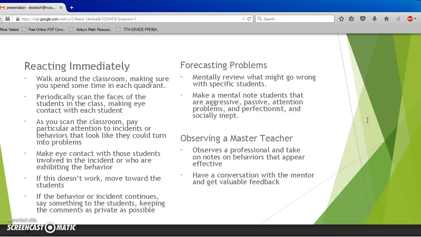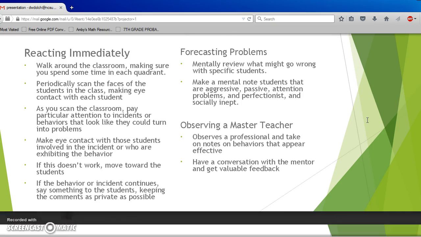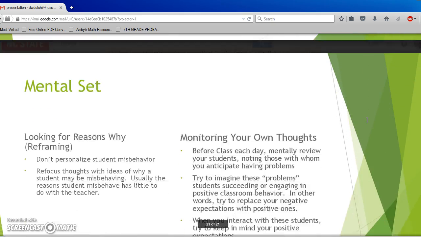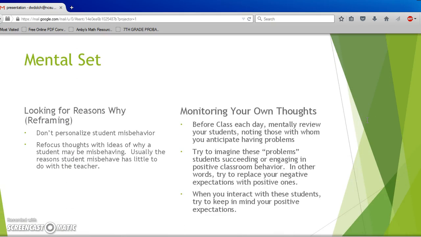Observing a master teacher. You can observe a master teacher, take notes on what he does that's effective, and also have a conversation with the teacher after, to get valuable feedback. And the last slide here is looking for reasons why. Reframing. Don't personalize a student's behavior. The focus isn't always on you.